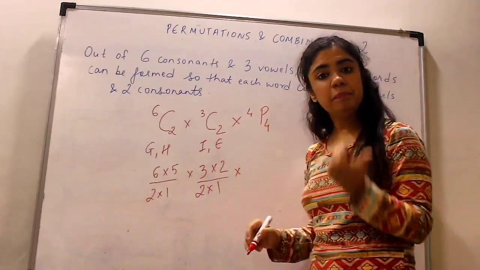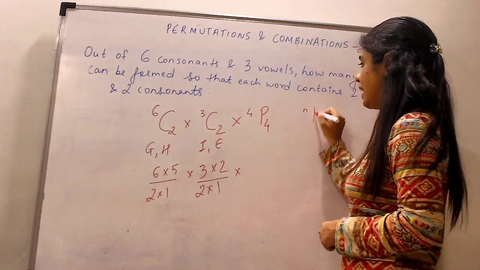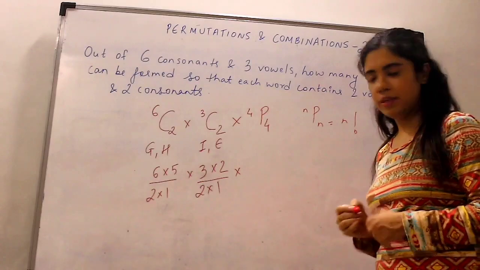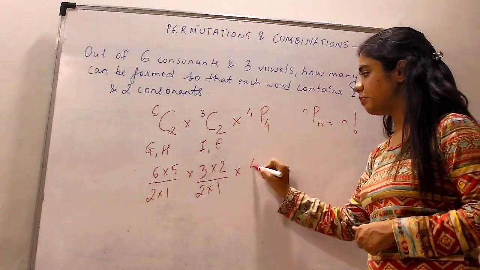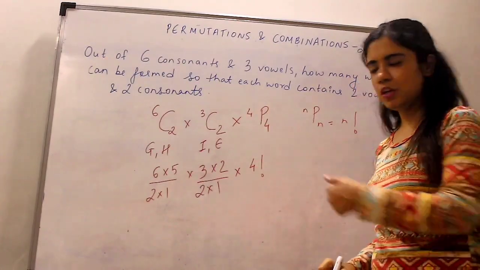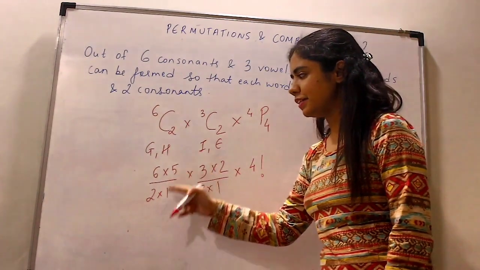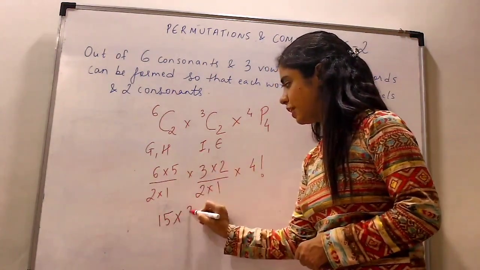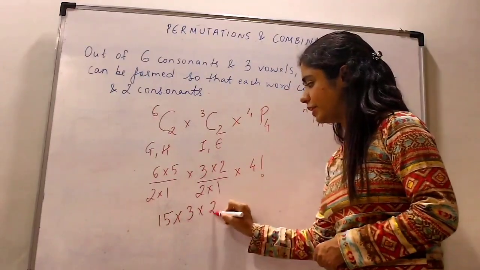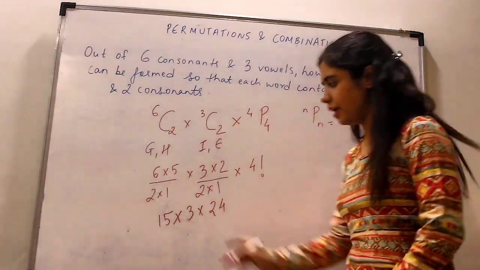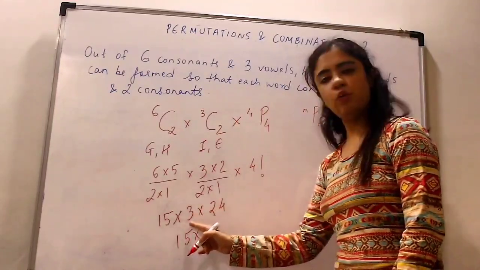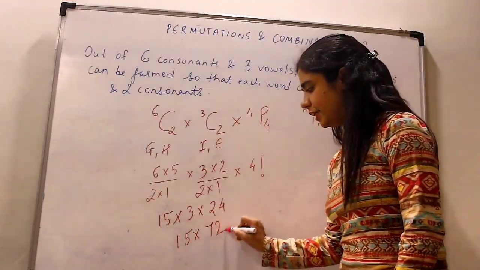4P4. In the previous video, we had seen nPn is nothing but n factorial. So 4P4 is nothing but 4 factorial. So what will this value be? This is 30 upon 2, which is 15. This is 3 and 4 factorial is 24. Okay? So what I can do is 15 into 24 threes is 72.